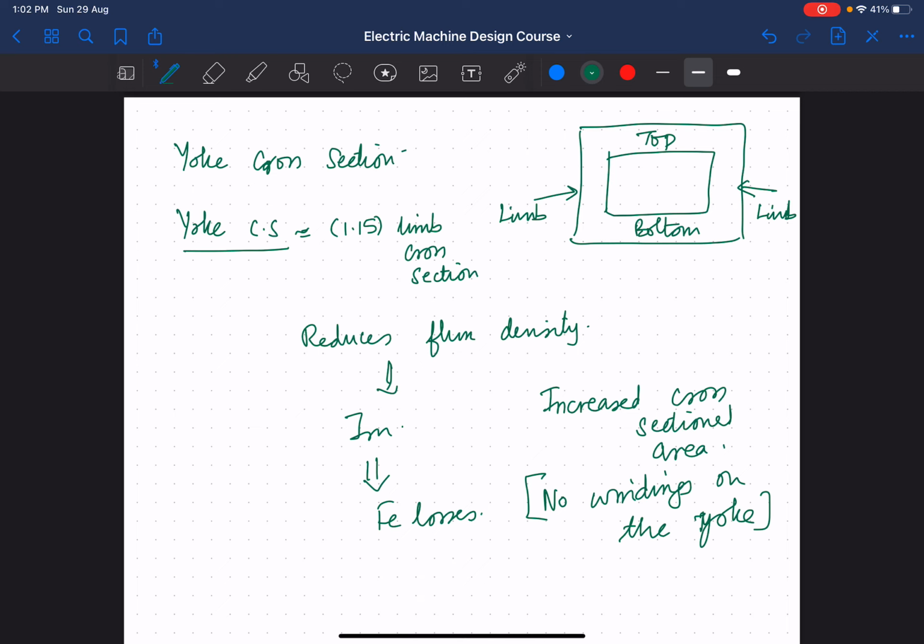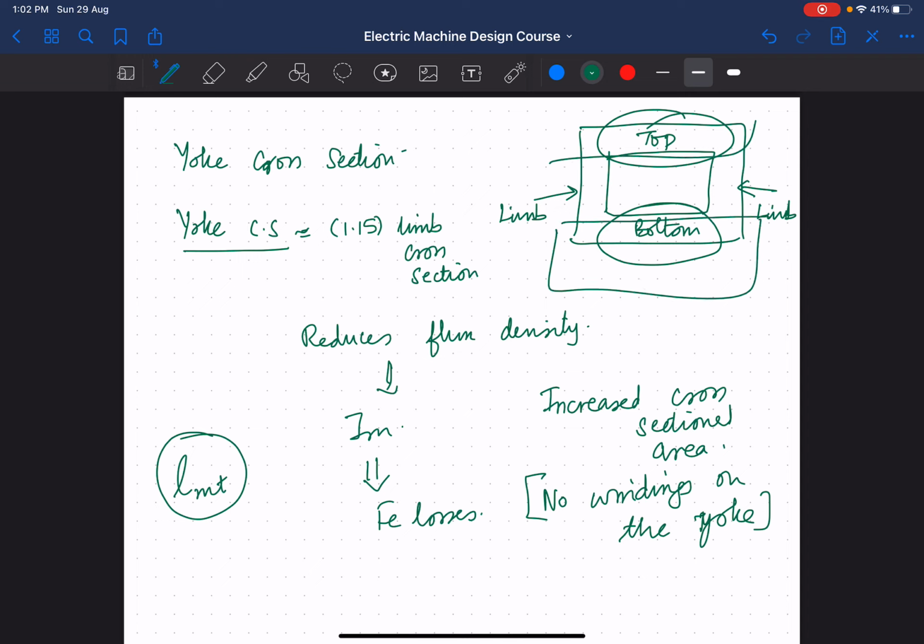Since there are no windings on this part and this part, you can increase the cross-sectional area without affecting this LMT, which we talked about in the earlier segment, the mean length of the conductor. So you can increase the area of the cross section of the yoke safely.